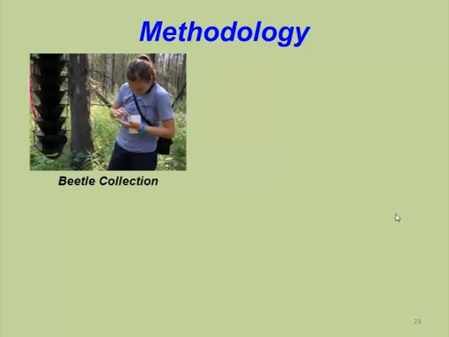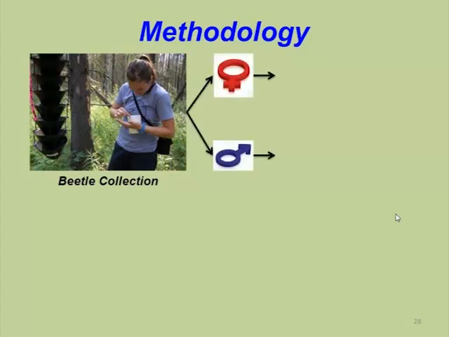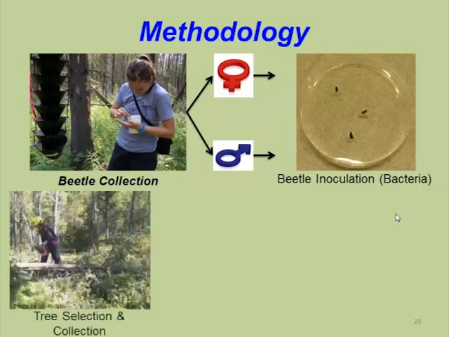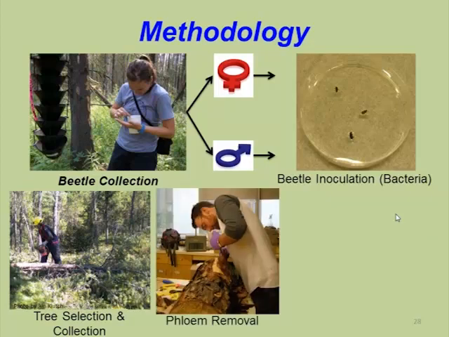Methodology is really simple, but requires a lot of work. She collected the beetles and identified them, male and female. She inoculated them with the bacteria. As you see, they are really swimming in the bacterial inoculum. They like it, perhaps, I don't know. And then we cut the trees. We use 10 jack pine and 10 lodgepole pine in the system. And then getting help. She did most of the work.